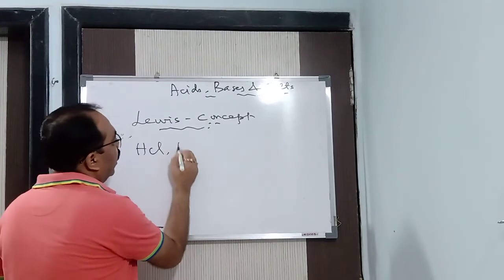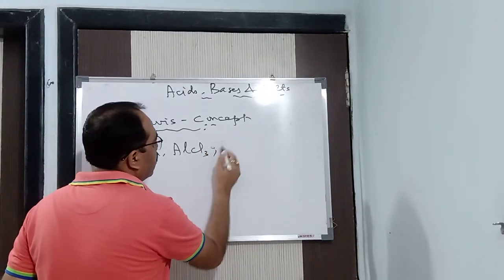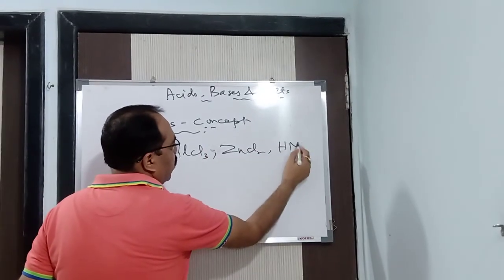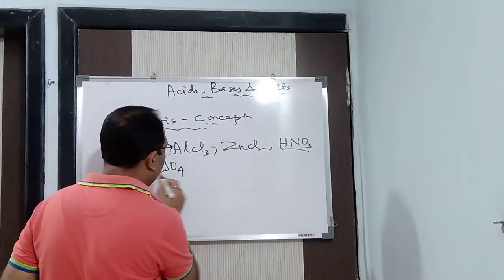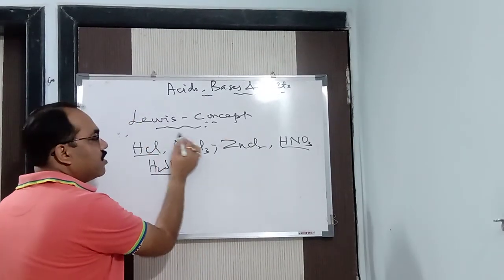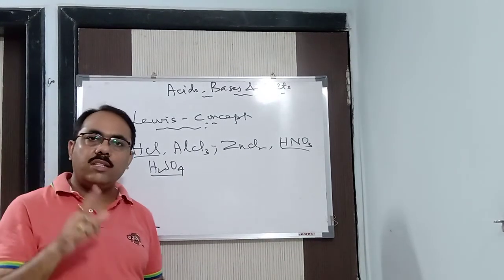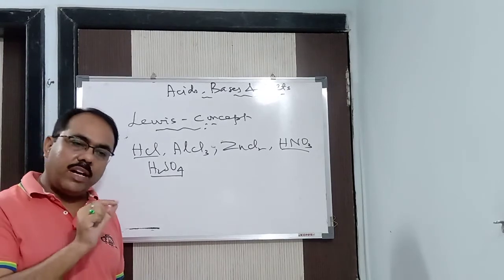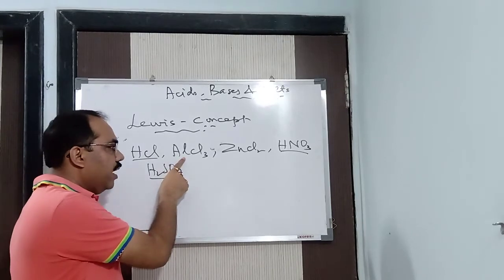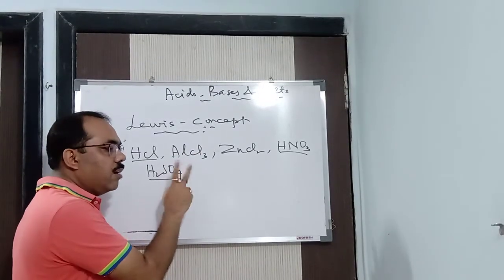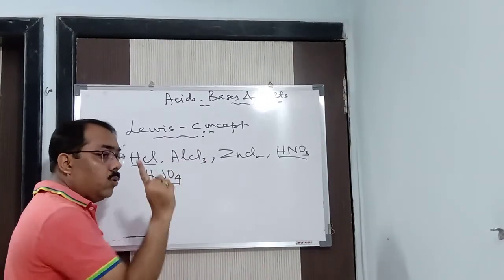Then AlCl3 is a Lewis acid. ZnCl2 is a Lewis acid, HNO3 is a Lewis acid, and in this way H2SO4 is a Lewis acid. Now you might wonder how this becomes an acid. If you draw the structure of aluminium chloride, aluminium has 6 electrons in the outermost shell. Aluminium's electronic configuration is 2, 8, 3. It has 3 electrons of its own, and gains 3 electrons from 3 chlorines. So it has 6 electrons in its outermost shell after forming aluminium chloride.